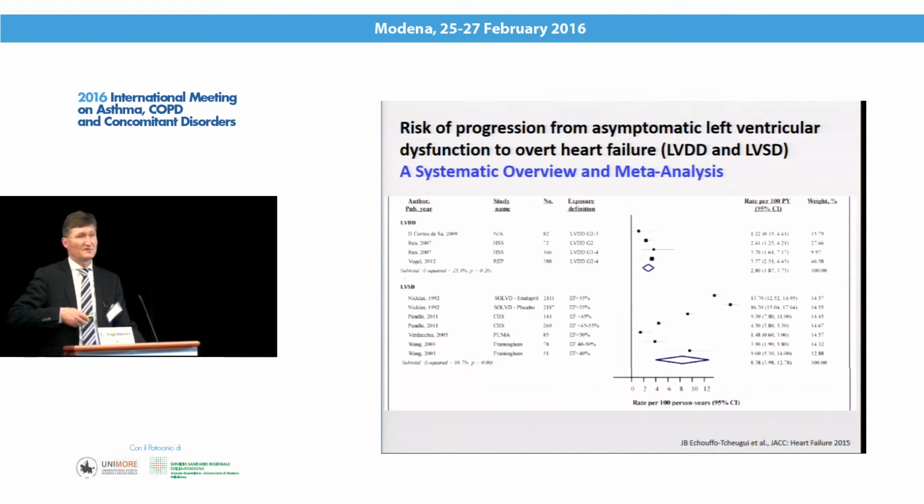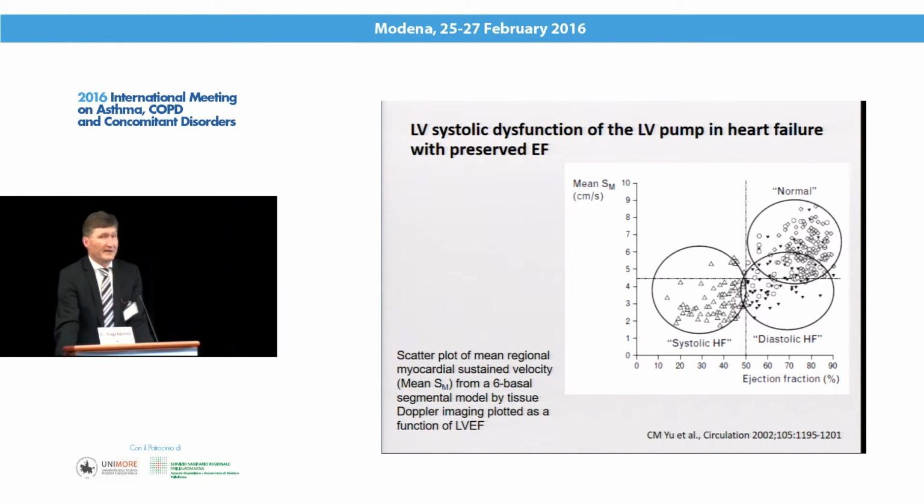So there seems to be a continuum from the echo finding to the clinical scenario later on. Now, there is a lot of discussion in the cardiology world: what is the difference between diastolic heart failure and systolic heart failure? And this is a very nice analysis that uses a totally different approach. They do not care about diastole or systole. They use something called mean regional myocardial sustained velocity. It doesn't matter what it is because there are other studies that with different approaches looked into that.